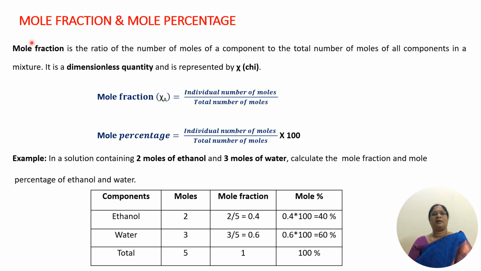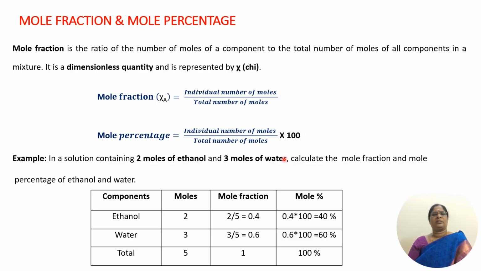Let us discuss about mole fraction and mole percentage. Mole fraction is the ratio of number of moles of a component to the total number of moles of all components in the mixture. So mathematically it can be expressed as individual number of moles by total number of moles. Then the mole percentage can be defined as the mole fraction into 100. That is individual number of moles by total number of moles into 100.